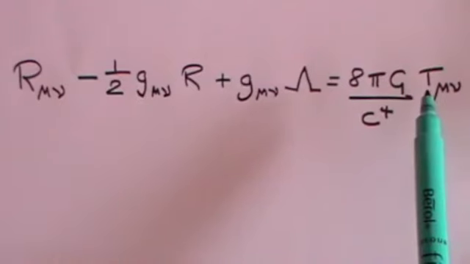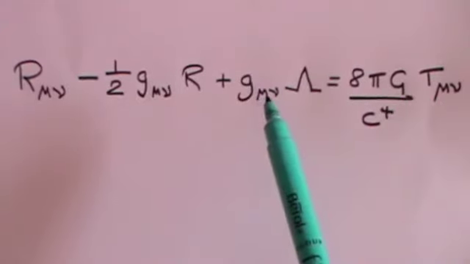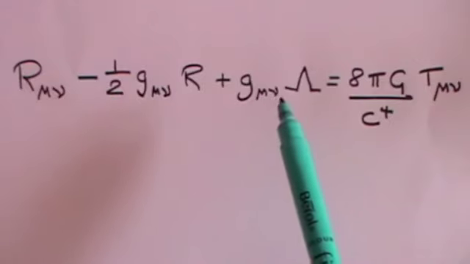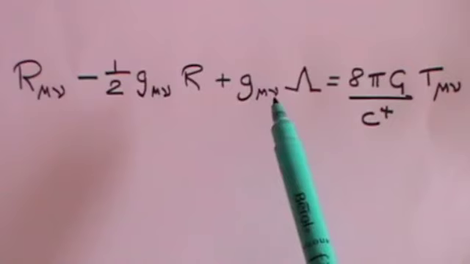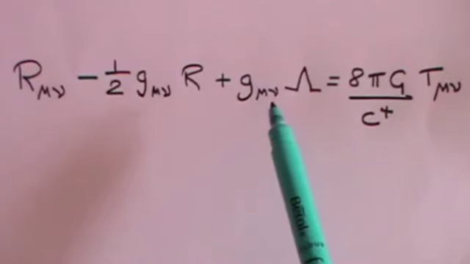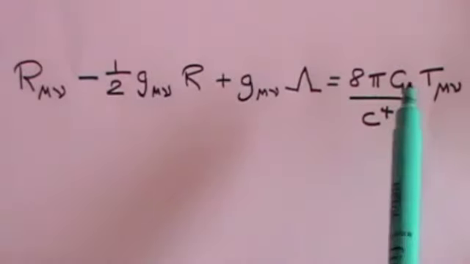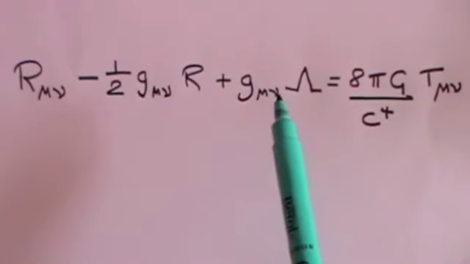Now, mu and nu represent the dimensions of space-time: 0, 1, 2 and 3. 0 is time, 1 is the x-axis, 2 is the y-axis, and 3 is the z-axis. So mu and nu can each take 4 values between 0 and 3, and the combination of mu and nu means that there are 16 variations of this equation, with mu and nu having numbers between 0 and 3.